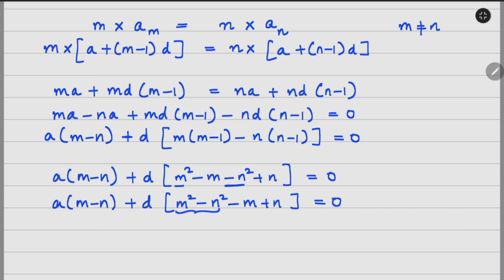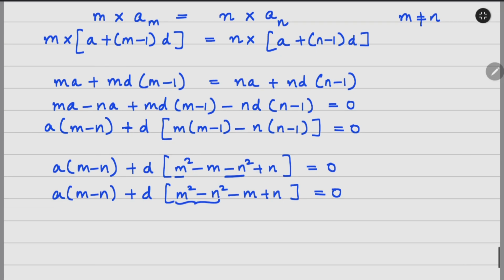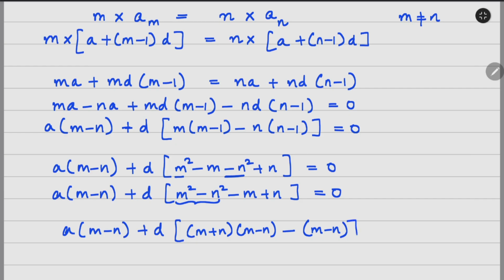Now what is this M square minus N square, a square minus b square formula? So A into M minus N plus D multiplied by, you can write it as M plus N into M minus N minus, you can take common, so you'll have M minus N. Right? If you take negative minus 1 common out, what will you have? Minus M will become plus M, plus N will become minus N, is equal to 0.